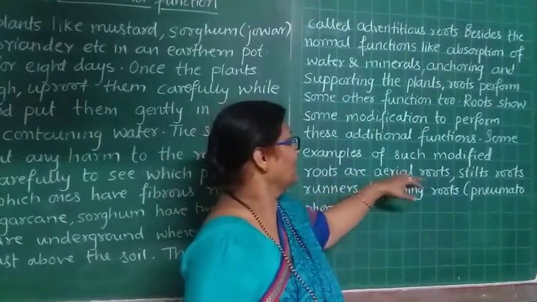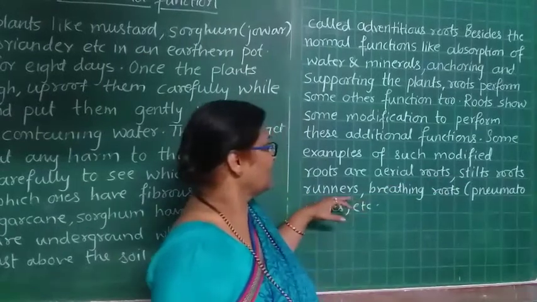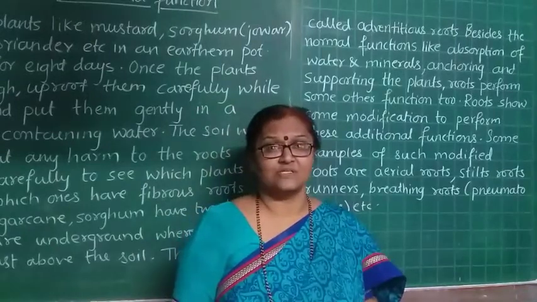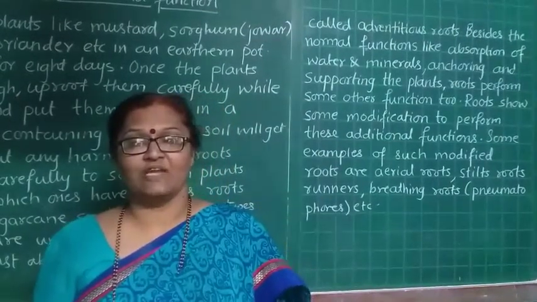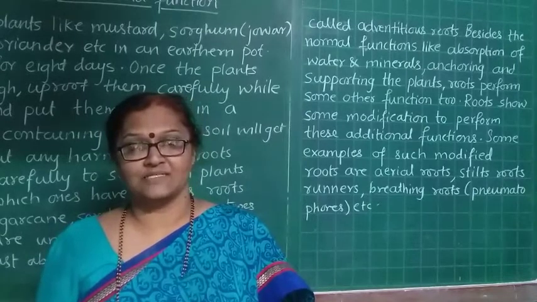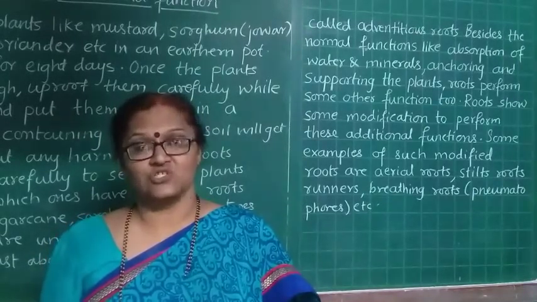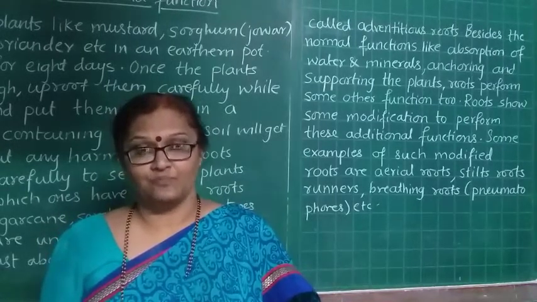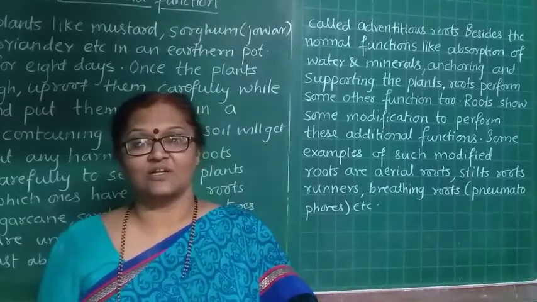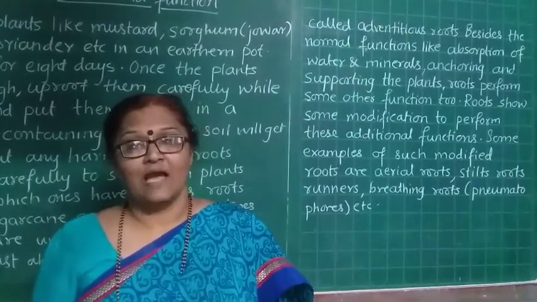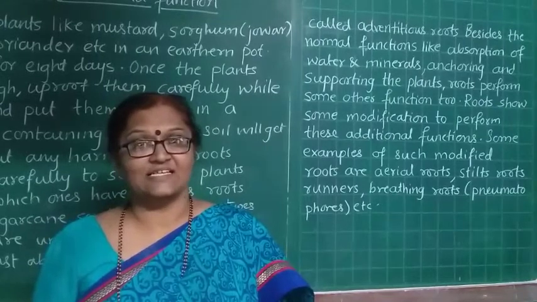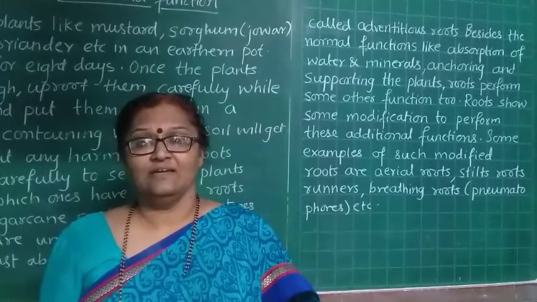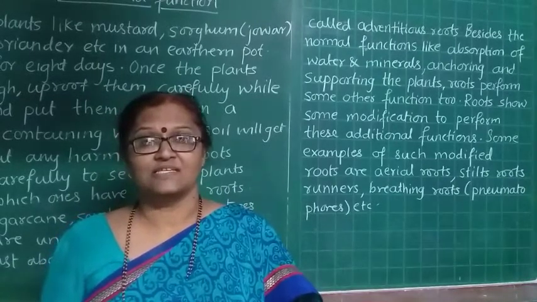Next are aerial roots, stilt roots, runners, and breathing roots, which are called pneumatophores. In this way, today we have seen one activity to show the fibrous roots. Here we have studied the functions of the roots. Then again, the types of roots, monocotyledonous and dicotyledonous roots, we have seen by applying various activities. We have also seen the function of the root in this lecture. Further points we will see in the next lecture.